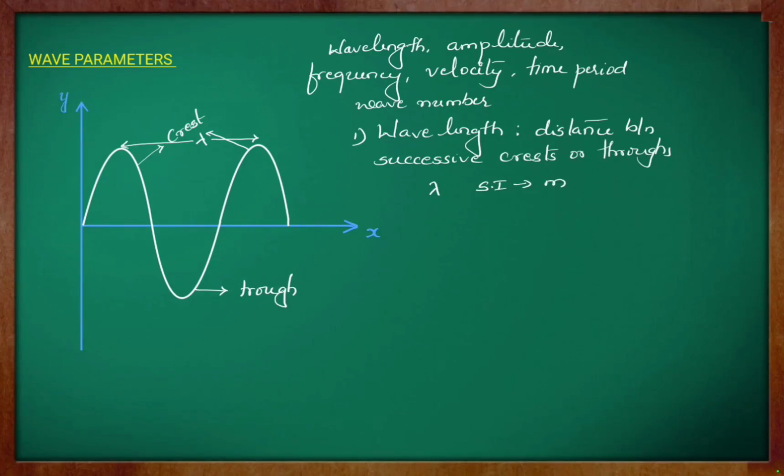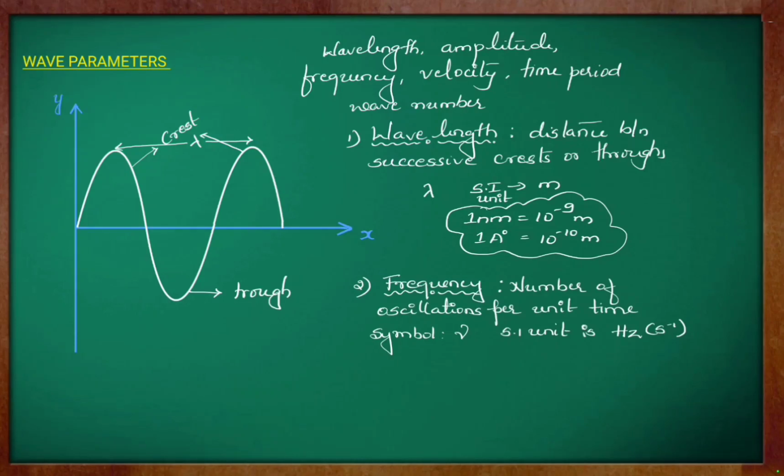There are other units which represent shorter wavelengths. It can be nanometer or angstrom. So 1 nanometer is 10 to the power minus 9 meter, and 1 angstrom is 10 to the power minus 10 meter. The second parameter that defines a wave is frequency. Frequency is the number of oscillations per unit time. It is represented by the symbol nu, and the SI unit of frequency is per second. In order to honor the scientist Hertz, it is represented as Hertz.